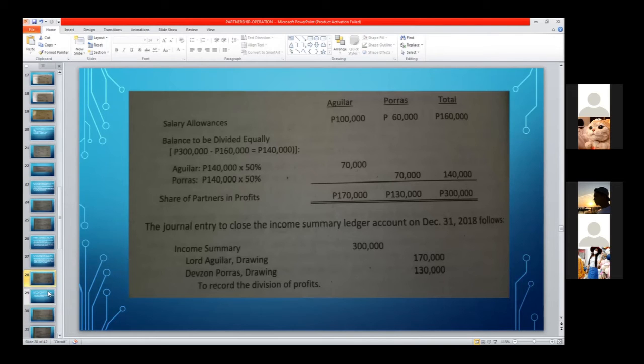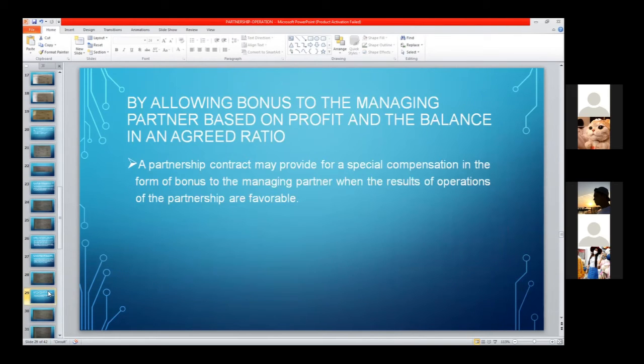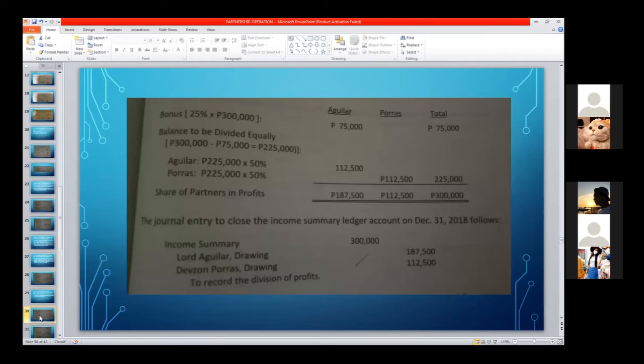Okay. So, dito na tayo sa bonus. Ito na yung medyo nakakalito. Medyo nakakalito na itong bonus. By allowing bonus to the managing partner based on profit and the balance in an agreed ratio. So a partnership contract may provide for a special compensation in the form of bonus to the managing partner when the results of operations of the partnership are favorable. So ito yung sinabi ni Ate nyo, Ira kanina, Ate Jillian.